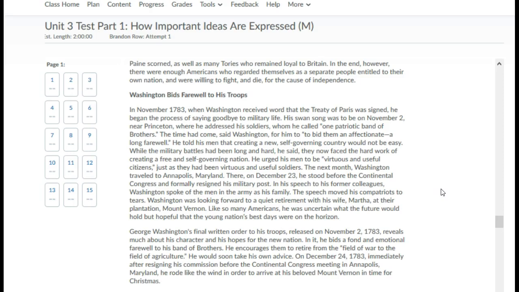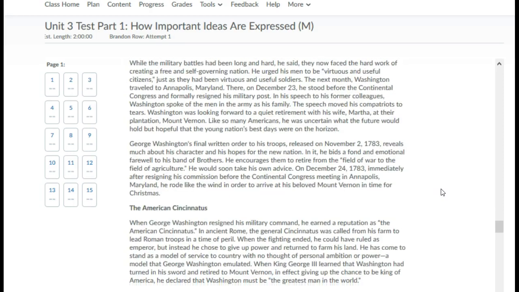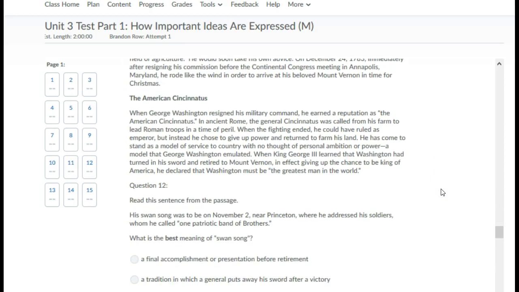On December 24, 1783, immediately after resigning his commission before the Continental Congress meeting in Annapolis, Maryland, he rode like the wind in order to arrive at his beloved Mount Vernon in time for Christmas. Wow, that's like 3 hours in a car. And he did it in a day on horse.